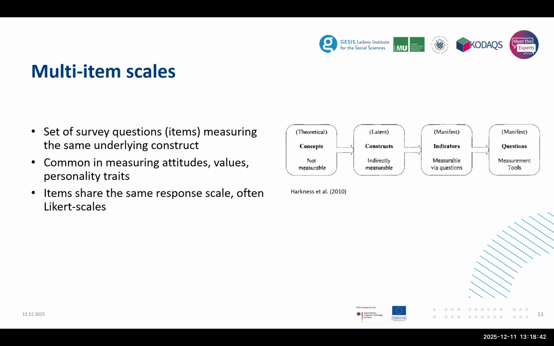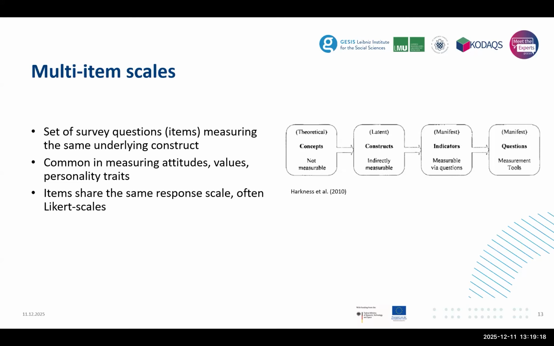Okay, now turning to multi-item scales, which we are going to talk about because Resquin looks at response quality particularly in multi-item scales. Multi-item scales by definition are a set of survey questions, which we call items, and they measure the same underlying theoretical construct. They are very common in measuring attitudes, values, personality traits, for example. And these multiple items share the same response scale. Often we see Likert scales, often in terms of disagreement, agreement scales.